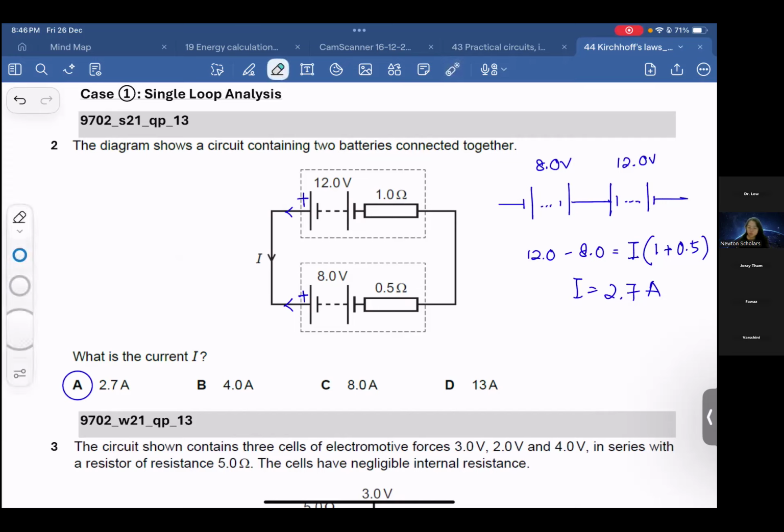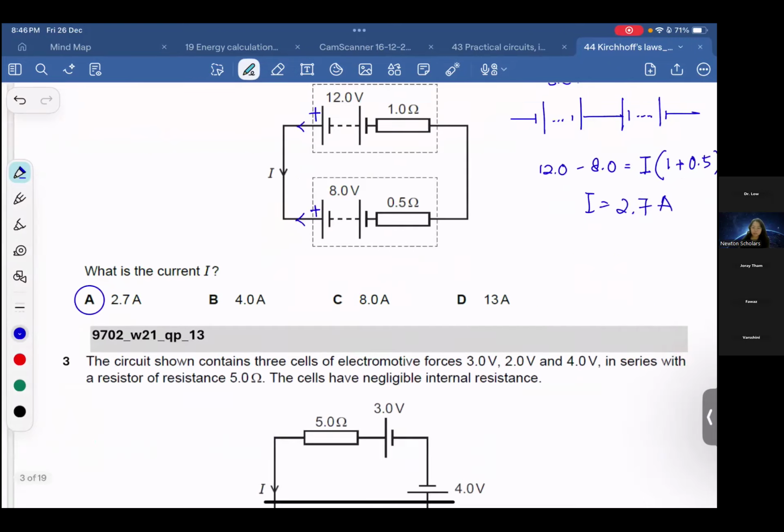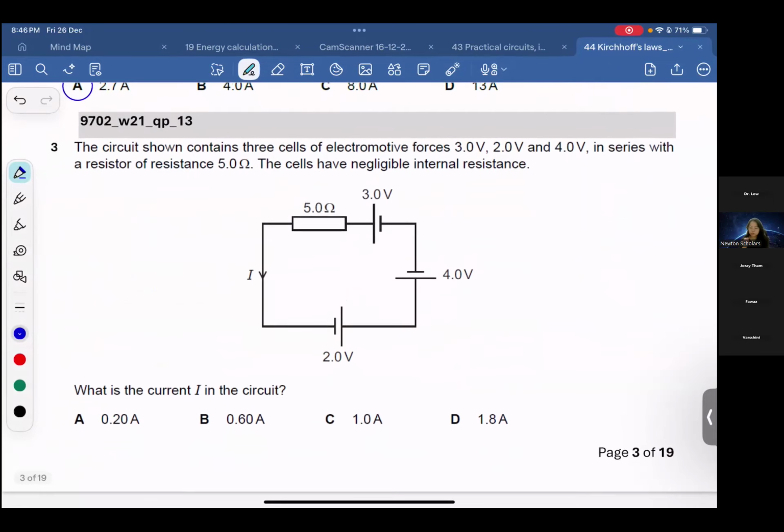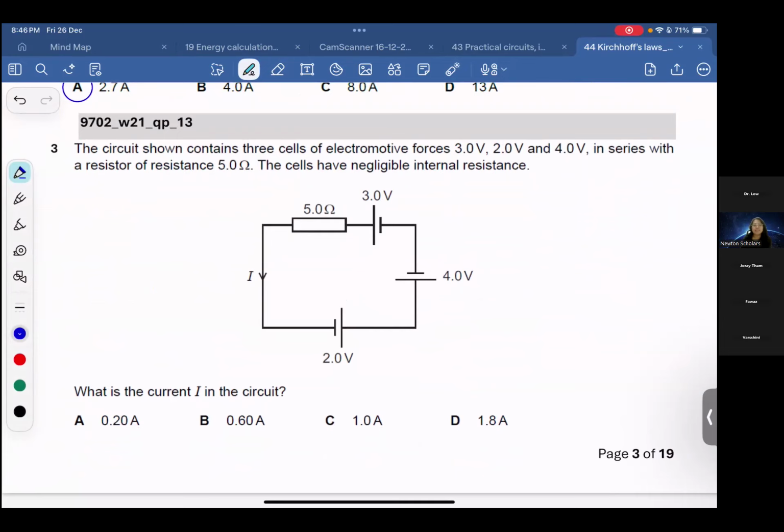Okay, for this question, is it okay? Able to get the idea? Yes or no? Okay, good job. Then here, you try this question. What is your total energy input equal to the total energy transferred out? It is the voltage provided by the EMF equals the potential difference across the components. Solve this question and then tell me what is the current I.